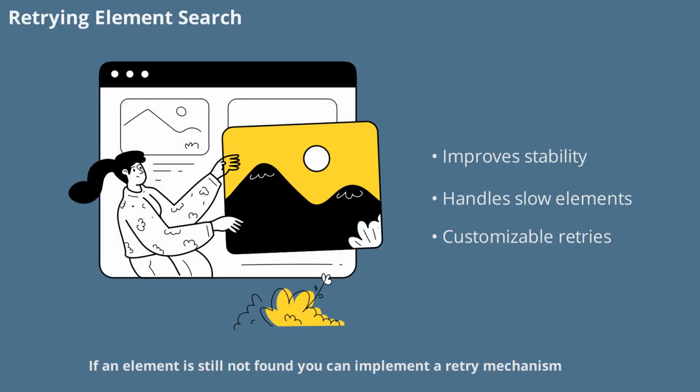If an element is still not found, you can implement a retry mechanism. By looping through attempts and adding short delays, you give the page more time to load dynamic content. This approach, combined with waits, can significantly improve test stability, especially for highly dynamic web apps.